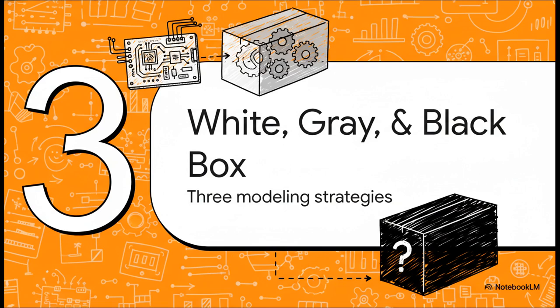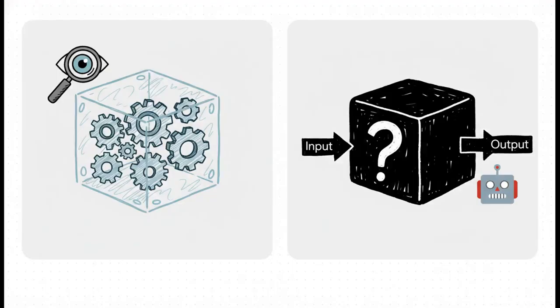These are called white box, gray box, and black box modeling. So let's look at the two extremes. A white box model is when you have the complete blueprint. I mean, you know all the physics, all the equations that make the system work. Then on the other end, you've got the black box. Here, you know nothing about what's going on inside.